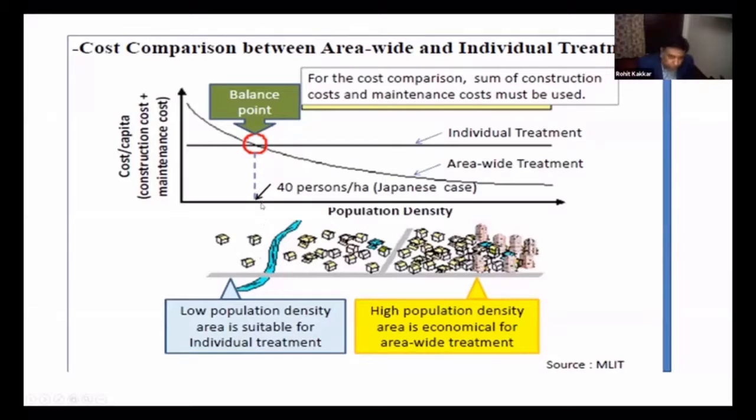They found that if it was up to 40 residents per hectare, then it is a low population density, and they should go for individual or on-site treatment. But if it is above a certain point, then this area-wide treatment becomes more economical, and that is why they should go for this. Between the blue area and the yellow area, there is an area which needs to be looked at from the local perspective. So there is a vast range of densities which we need to look into.